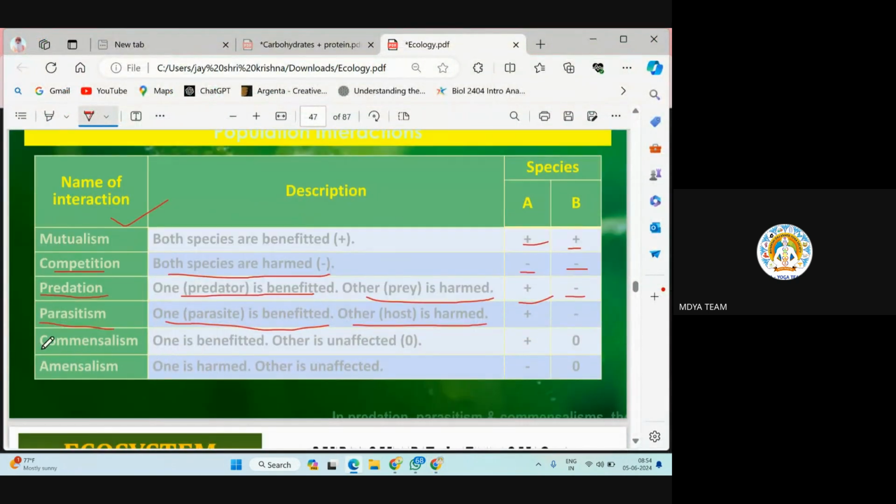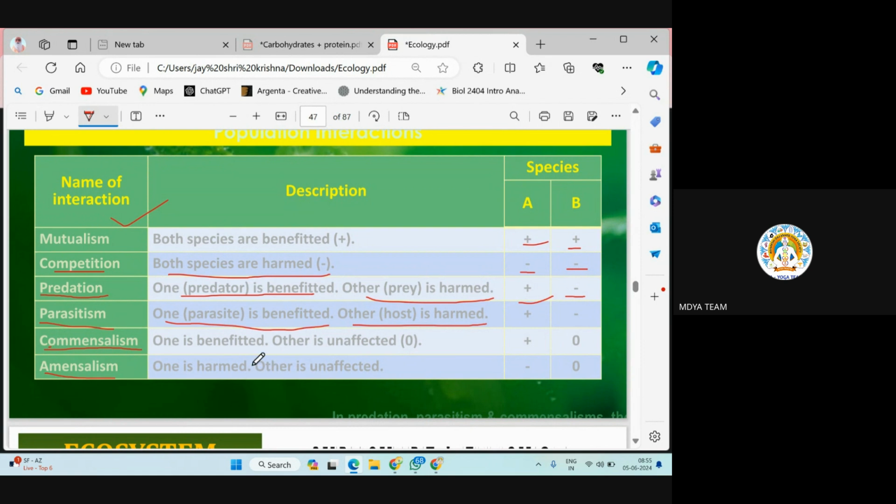Okay, next is commensalism and amensalism. Commensalism is where one species is benefited and the other is unaffected. In commensalism, two species are interacting with each other, and one is benefited and one is unaffected. For example, just take the example of a shark.